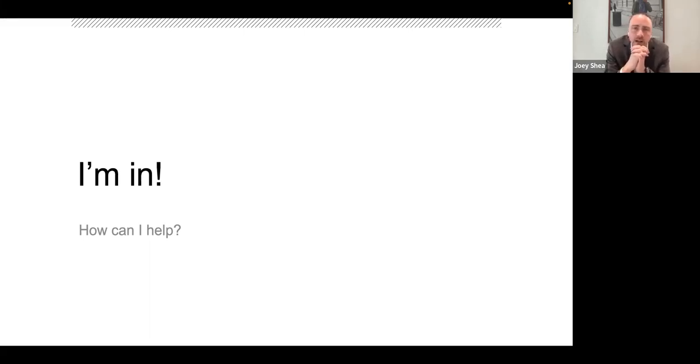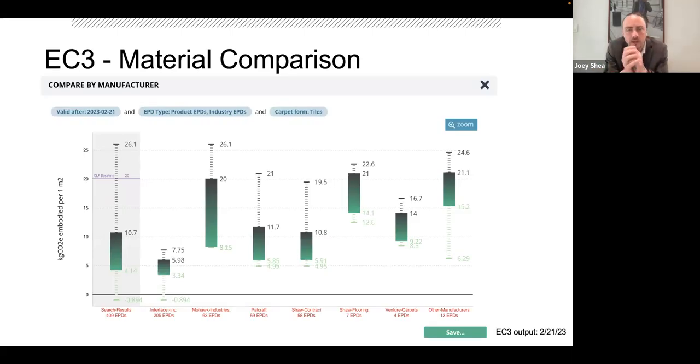Okay. And if not, I think you're good. Okay, I'm going to give you ways to actually get involved. So the first tool that you really need to understand for this type of work is what's called EC3. This is the Embodied Carbon in Construction Calculator.